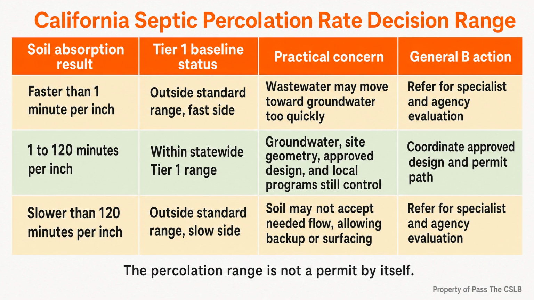Groundwater depth, site geometry, local requirements, and the approved design still matter. The research does not support one universal groundwater separation number for every California site, so I do not want you memorizing a made-up statewide distance. I want you to remember that groundwater depth is a feasibility constraint that the specialist and approving authority must resolve.